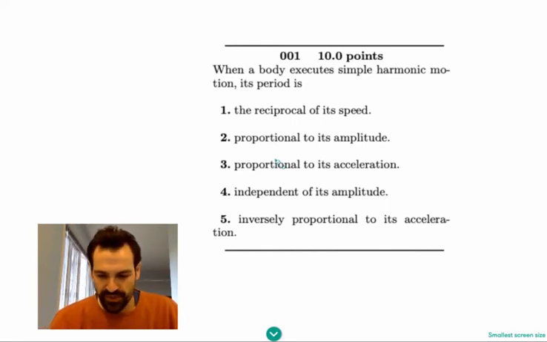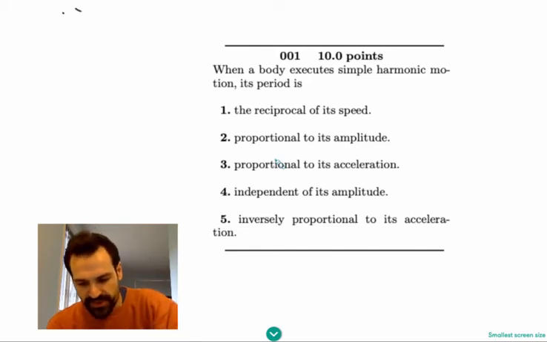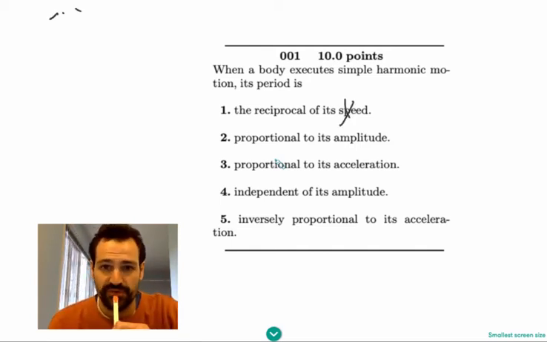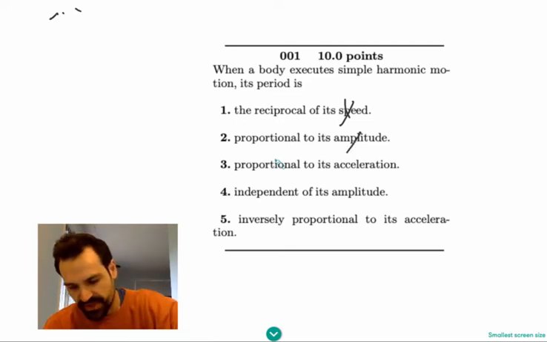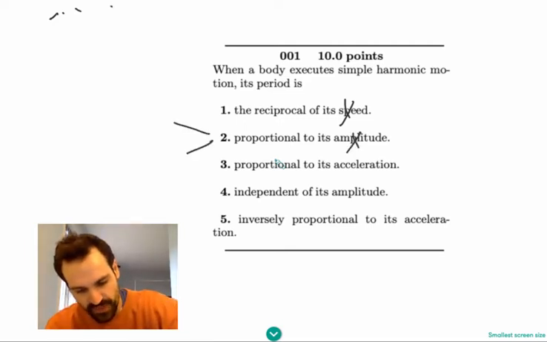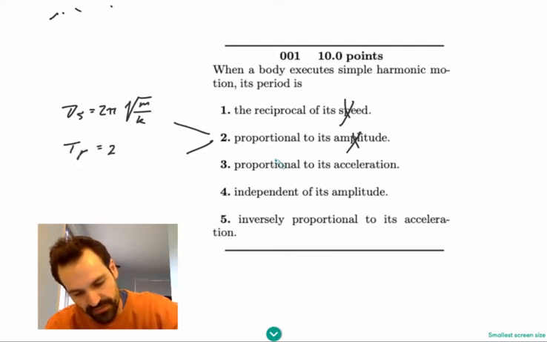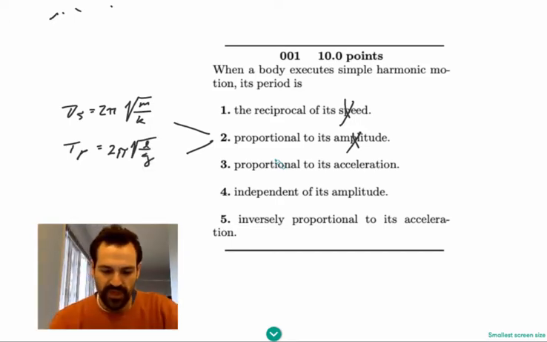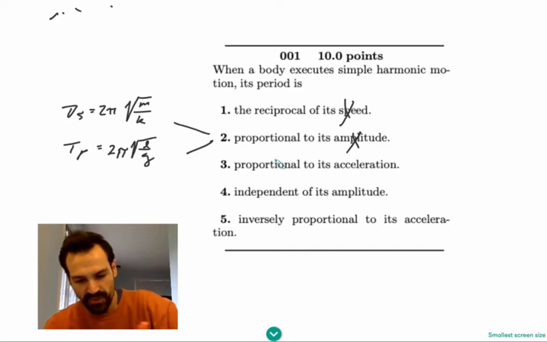So the first one I see: when a body executes simple harmonic motion, its period is, and then I'm looking at the answers, the reciprocal of its period, or the reciprocal of its speed. That's not true because it's the reciprocal of its frequency. It's not proportional to amplitude because our two equations, period of a spring is 2 pi times the square root of mass over the spring constant, and period of a pendulum is 2 pi square root times length over gravity. Neither of those have to do with amplitude, so it has nothing to do with that.